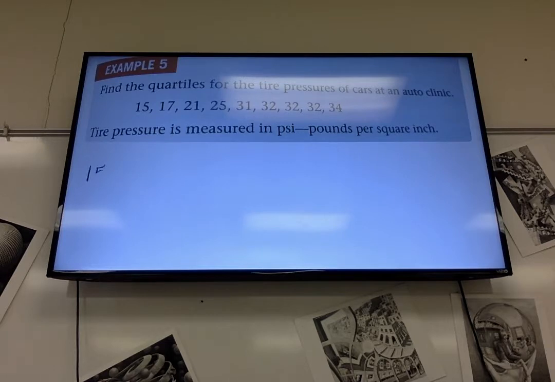So either we got some really low ones, or they're different kinds of tires probably and require different types of pressures. They're already in order for us, which would be our first step. So that's nice.